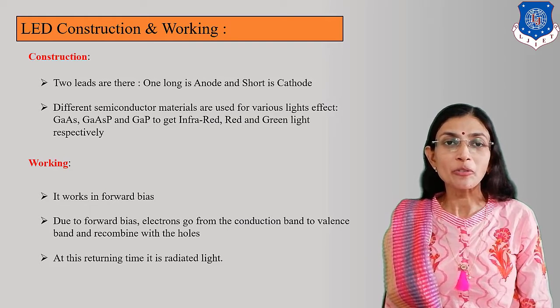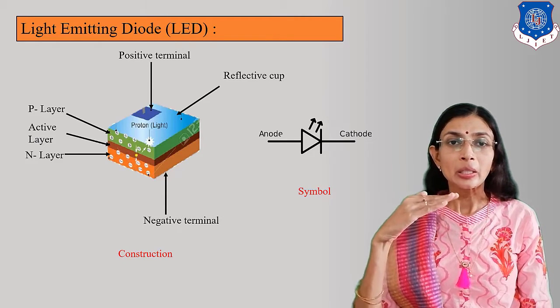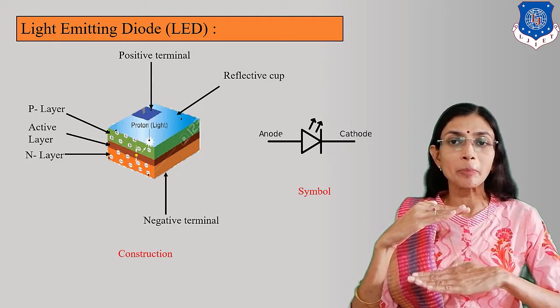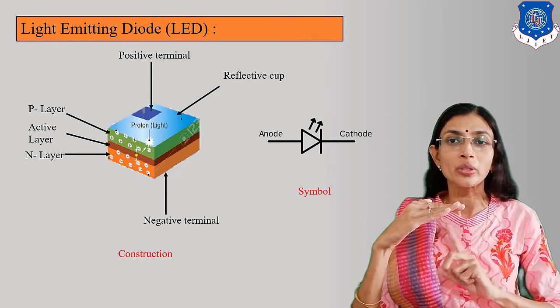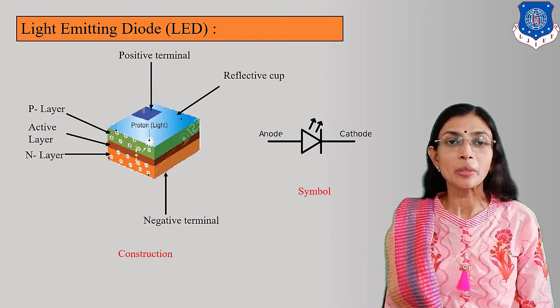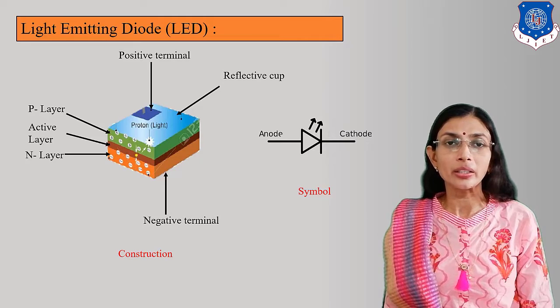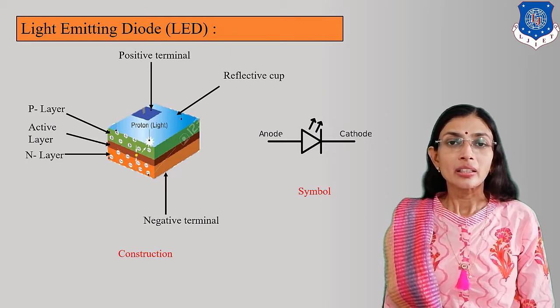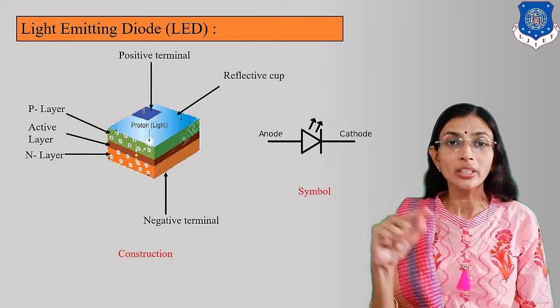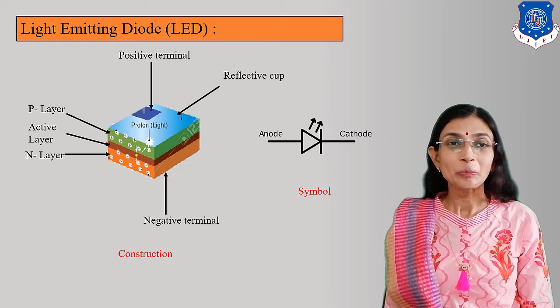This is the construction of LED, light emitting diode. We have two main materials, one P-type layer and another N-type layer. The middle region is known as the active layer. It has two terminals, positive terminal and negative terminal, and it is a reflective cup structure. The light will be emitted according to this construction. The symbol is also drawn here, on which two arrows are drawn. The arrows show that LED emits light.